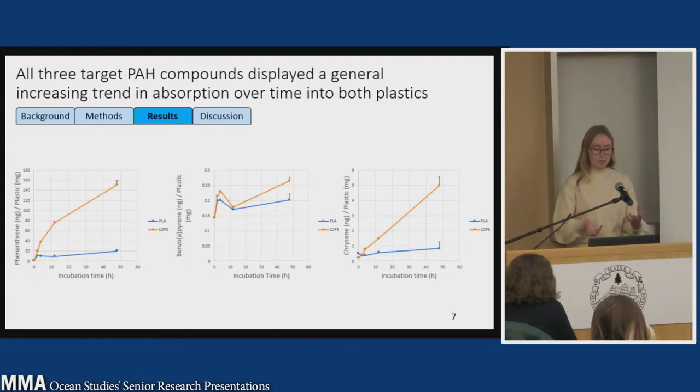I could not make a comparison for chrysene, as there was a dip in the initial absorption of chrysene into PLA, so a comparison could not have been made between the rates there.